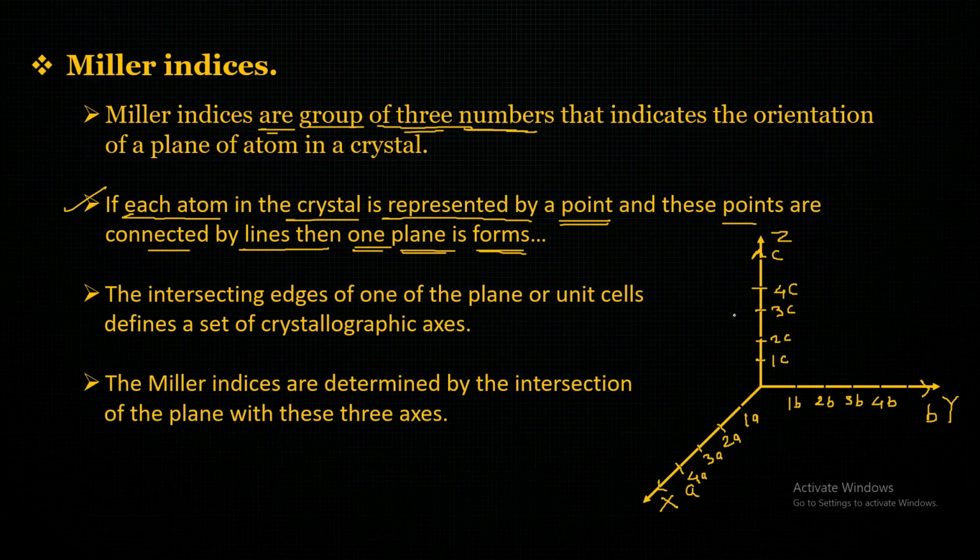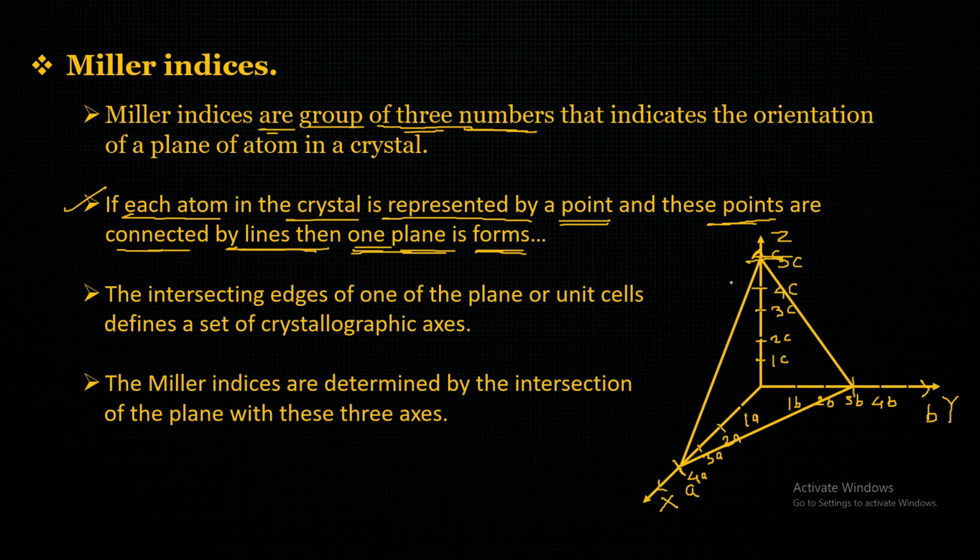Now we will try to join the lines according to this statement: if these points are connected by lines, then one plane is formed. Then see how our plane looks. Our plane is like this, right? This is 5c. According to this plane, along the a axis this is 4a, along the y axis it is 3b, and along the z axis this is 5c.